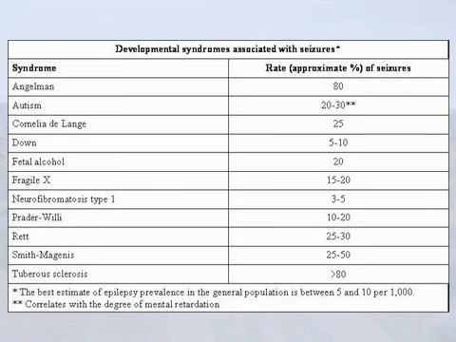Just as a real brief overview of the seizure disorders in the DD population, it can be as low as 3 to 5% in neurofibromatosis type 1, and as high as 80% in Angelman syndrome, and even over 80% in tuberous sclerosis.